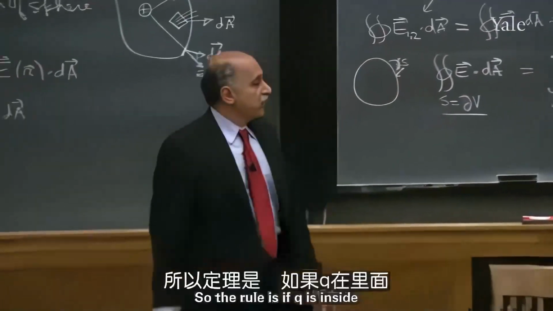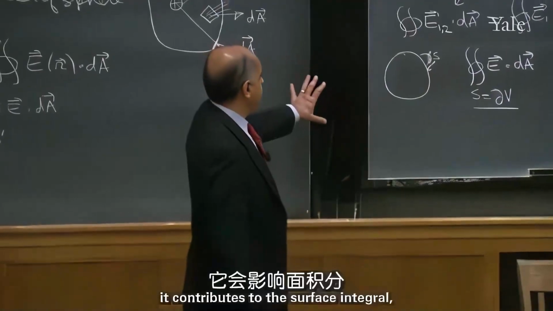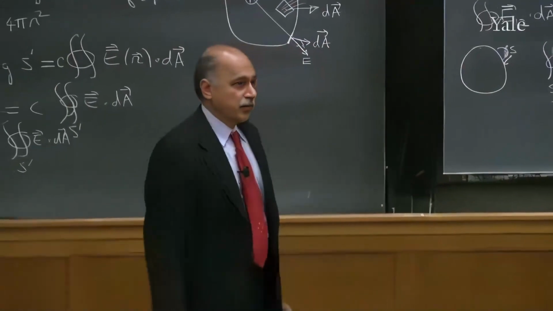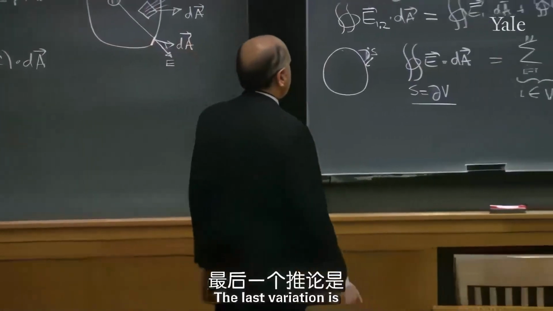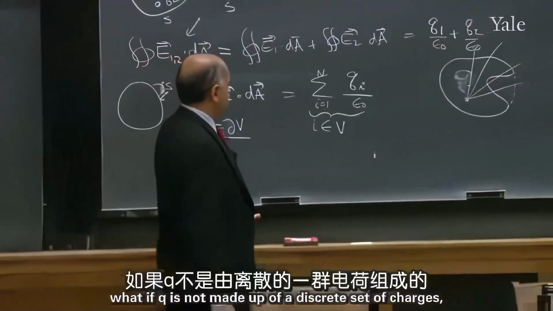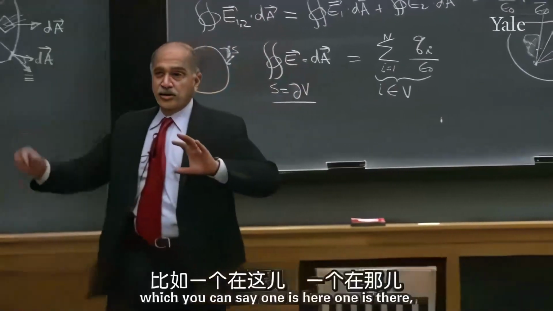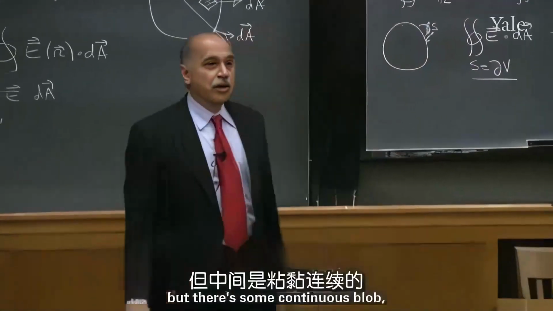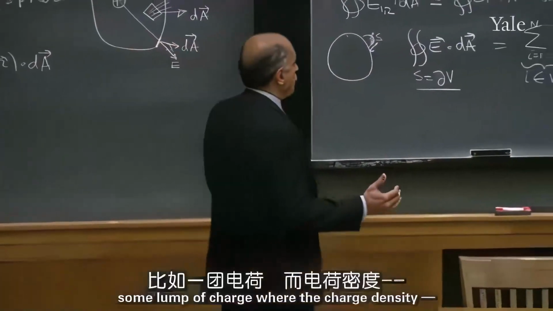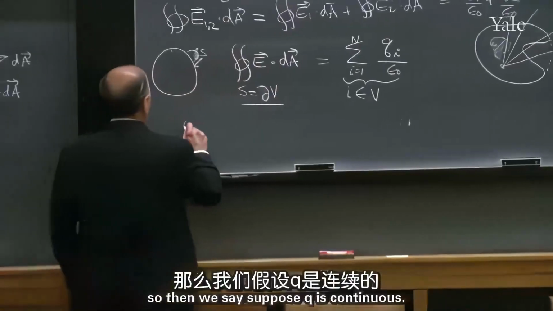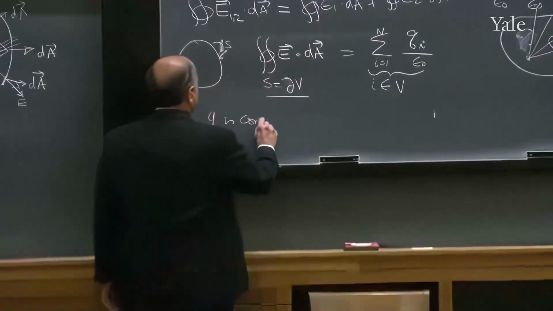So the rule is, if Q is inside, it contributes to the surface integral. If Q is outside, it doesn't. The last variation is, what if Q is not made up of a discrete set of charges, where you can say one is here, one is there, but it's some continuous blob, some lump of charge? So then we say, suppose Q is continuous.